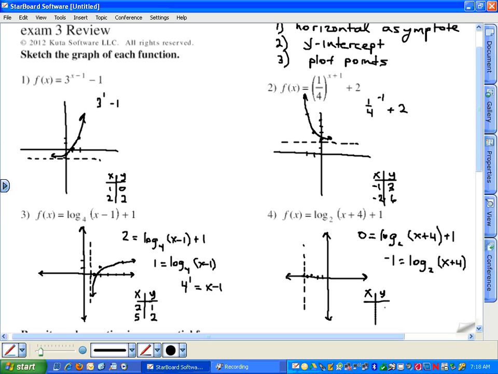Now, make a little xy chart. Y equals 1 this time, and we subtract 1, we get 0. 2 to the 0 equals x plus 4. 2 to the 0 is 1. And if we subtract 4, we get negative 3. So negative 3 comma 1. And then if y equals 2, and we subtract 1, we get a 1. 2 to the 1 is 2, and if we subtract 4, we get negative 2 for x. So negative 2, 2.